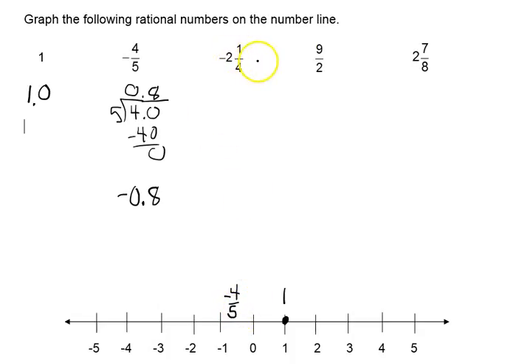-2 1/4. Now, when I have fourths, I think of quarters because we know that 4 quarters is $1. So if I have 1 quarter, that would be 25 cents. Now, if you don't know that, then you can change 1/4 to a decimal by doing 1 divided by 4.